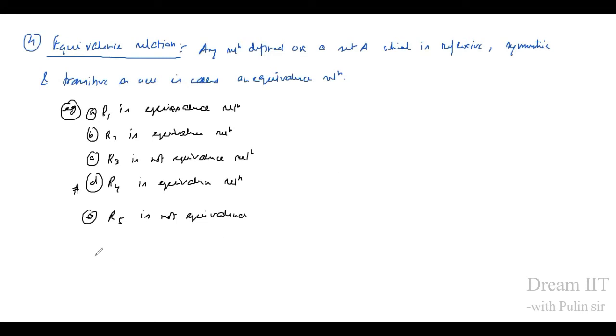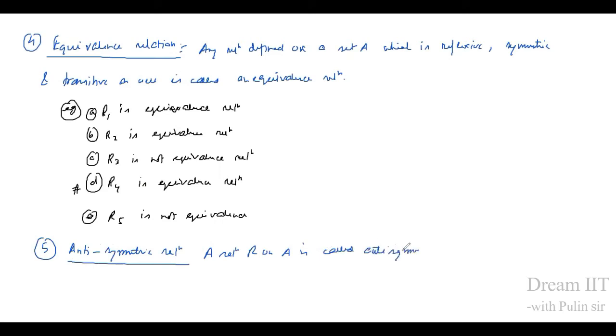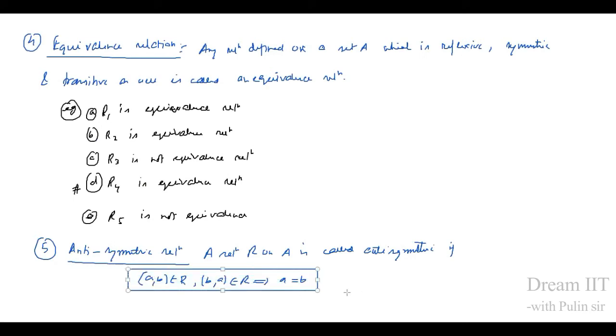And one more type of relation is there, that is antisymmetric. What is an antisymmetric relation? A relation R on A is called antisymmetric if (a, b) belongs to R and (b, a) both belong to R implies that a equals b. If this happens, once (a, b) and (b, a) both belong, then we call it antisymmetric. I'll take an example.